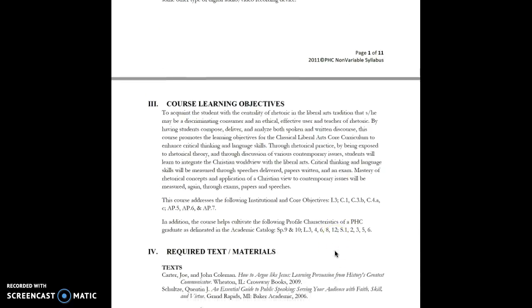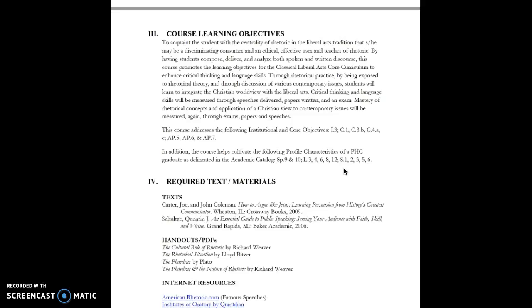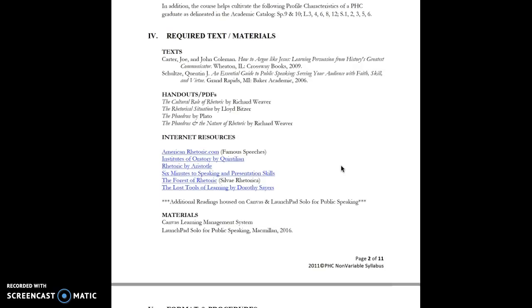The course learning objectives are closely tied to your institutional and core objectives, and you can take a look at those in the course catalog if you wish. We have some required texts and materials. For example, you have 2 books to purchase, How to Argue Like Jesus and also The Essential Guide to Public Speaking, and we do read through those 2 books.